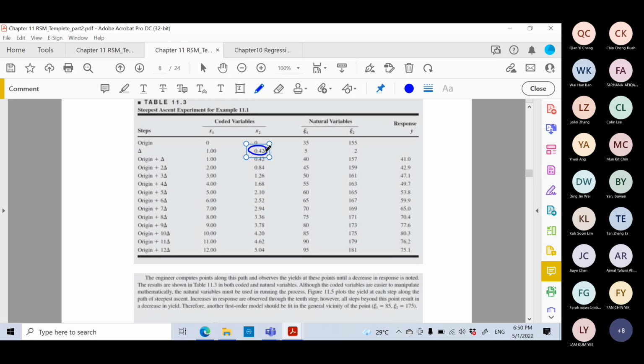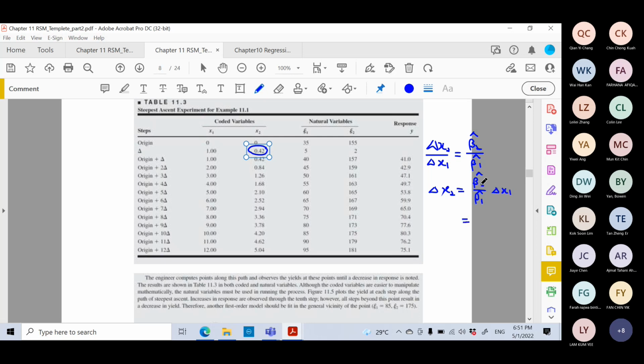Okay, so to get the 0.42, just now we used the ratio of them. This is given by delta x2 over delta x1 equals beta 2 hat over beta 1 hat. Therefore, delta x2 will be equal to beta 2 hat divided by beta 1 hat multiplied by delta x1.